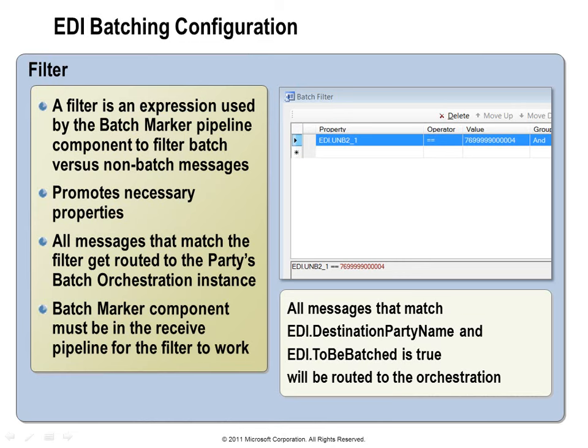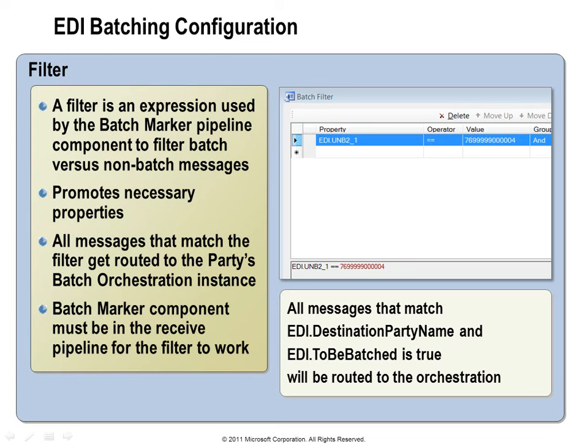Now, within the configuration of the batch, we're going to have to identify a filter. The filter calls out which messages being received into BizTalk are messages that should be included in the batch that we're configuring. Now, that's all processed by the batch marker pipeline component. It's something that's included in some of the out-of-the-box pipelines, or we can put into our own receive pipeline. And that component's job is to look at the message, look at our batch configuration, and then apply the appropriate context properties when necessary.